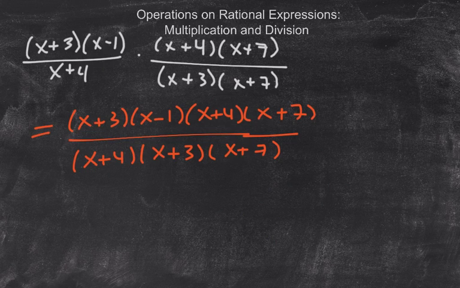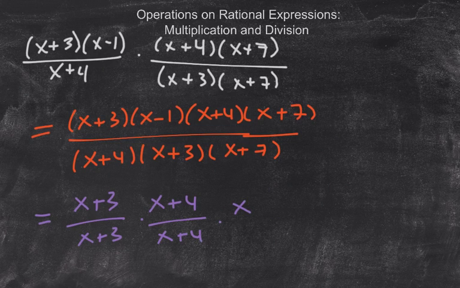So using the information that we learned in the last video about giant ones, I can see that this expression can be rewritten as x plus 3 over x plus 3 times x plus 4 over x plus 4 times x plus 7 over x plus 7 times x minus 1 over 1. I need that 1 to be in the denominator of my last term, because when I multiply all of those denominators back together, I should get x plus 4 times x plus 3 times x plus 7.